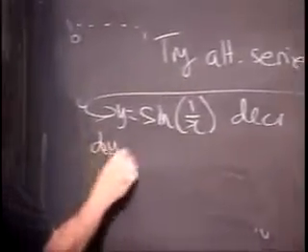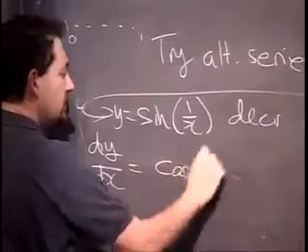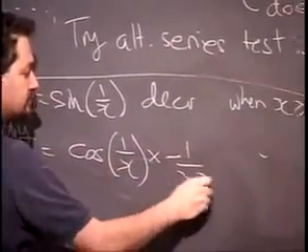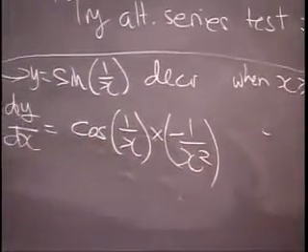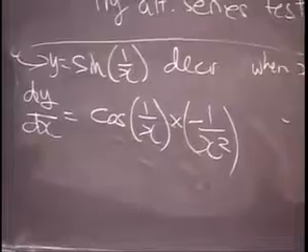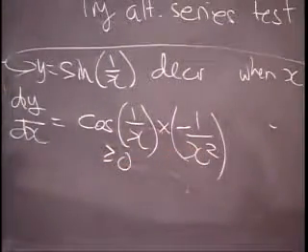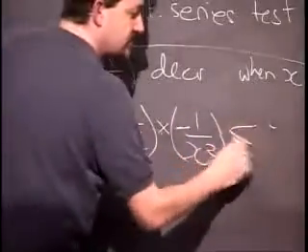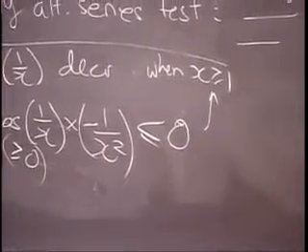dy dx, use the chain rule. You get cosine 1 over x times the derivative of 1 over x. Well, when x is bigger than or equal to 1, cosine of something between 0 and 1 is positive. So that's positive. 1 over x squared is positive, but the minus sign is negative. So this is negative when x is greater than or equal to 1. So that shows that the thing is decreasing.